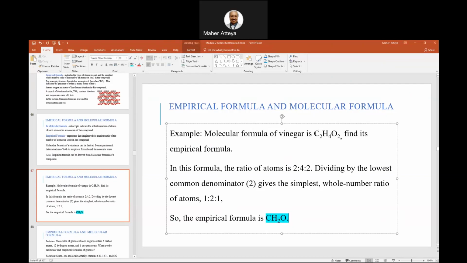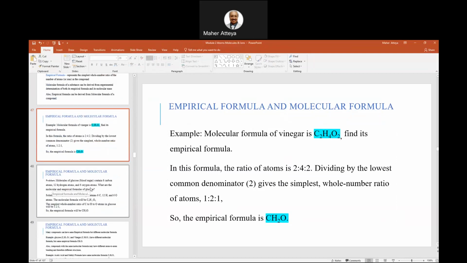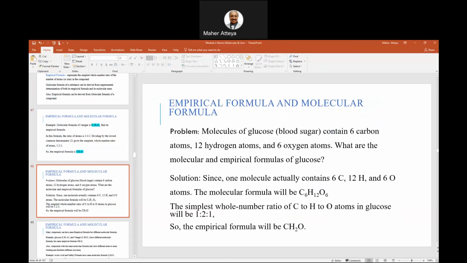And this is the true molecular formula, so the ratio is true. But the empirical formula is not the true one, just the simplest one. Make it simple, divide by the common factor. Here is another example I gave you, glucose. Glucose is a well-known example because its molecular formula is this, as you see here. But when you cut it down and make it simple, it will be 1 to 2 to 1, correct? And therefore the empirical formula will be this.